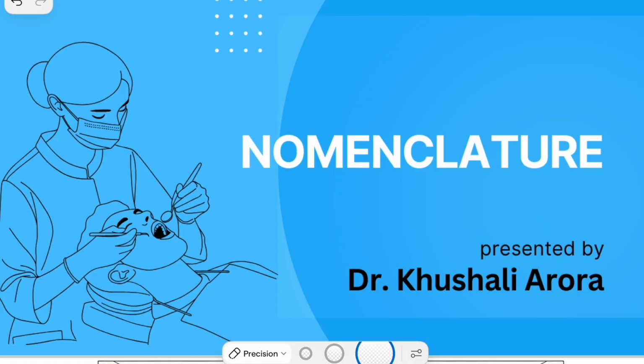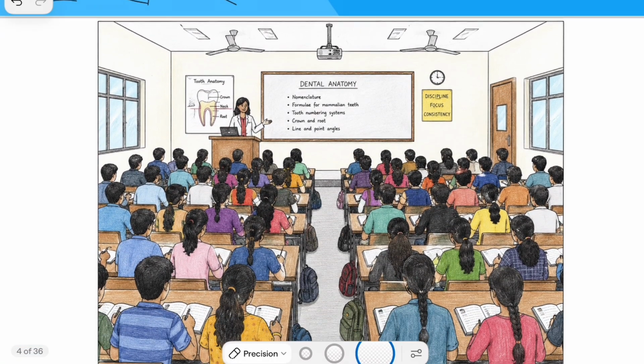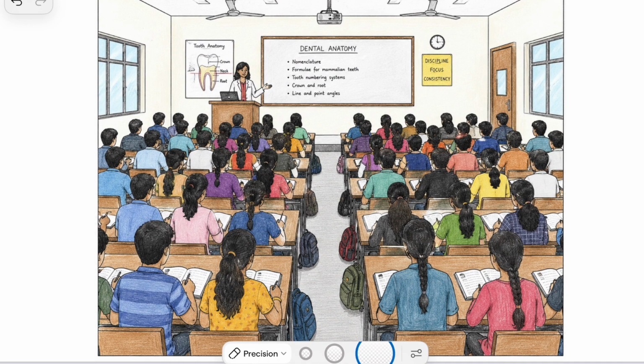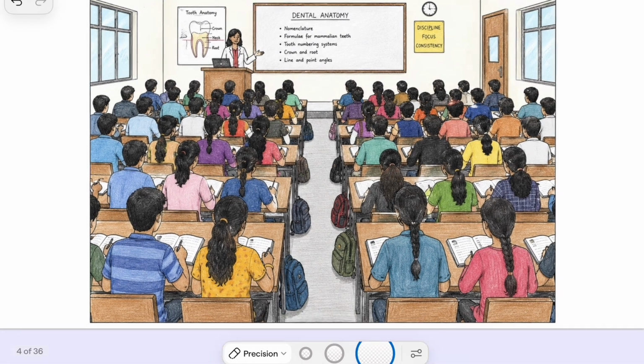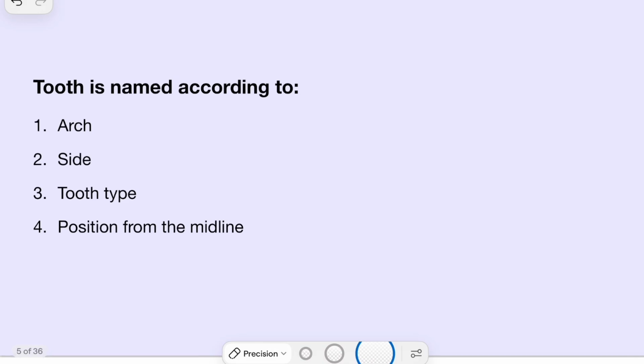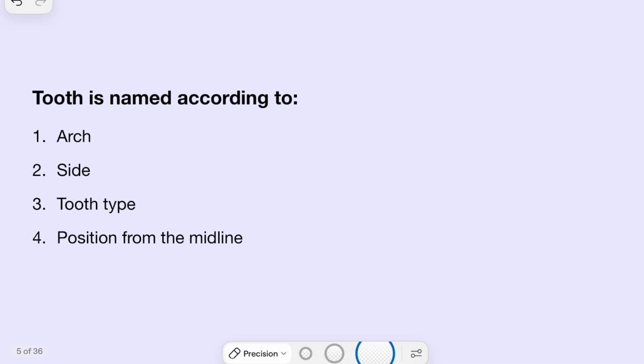So before we start, just tell me something. Suppose you enter a classroom and everyone has the same name. It would be very confusing, right? Similarly, every tooth also needs a proper name for its identification, and that naming system is called nomenclature. In dentistry, a tooth is named according to the arch, side, type of tooth, and position from the midline. Sounds complicated? Don't worry. Once we break it down, it becomes very easy.